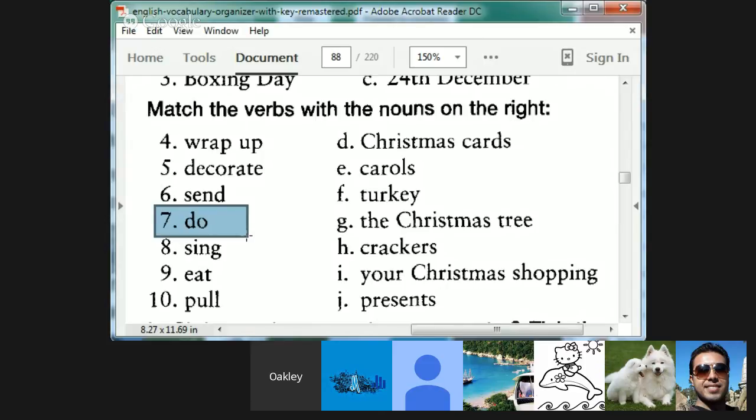Okay, moving on. JR, do. What do you do? Do your Christmas shopping, maybe? Absolutely, yes. Do. We often, in English, use do with any kind of task or job or something like that. So, believe me, Christmas shopping is a job, in my opinion.